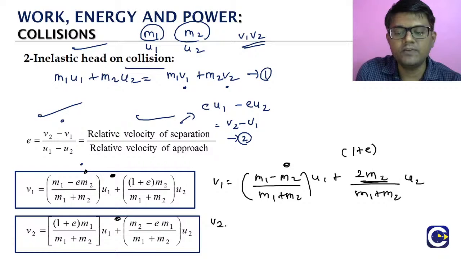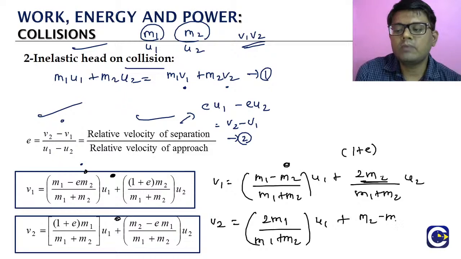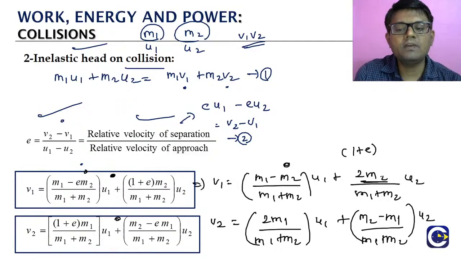By the way, I'll write the v2 formula also. What is the v2 formula? 2m1 by m1 plus m2 into u1 plus m2 minus m1 by m1 plus m2 into u2. This is the v2 formula. Now, the way we will be able to get the previous result, because the previous result we already remember. We kept on saying that we have to try to remember those two formulae as much as possible.